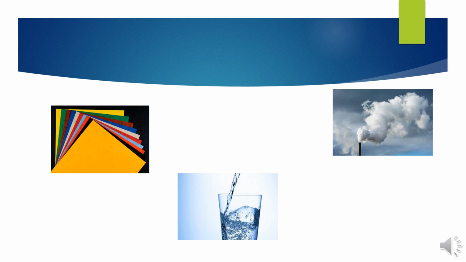Normally, there are three states of matter: solid, liquid, and gas. For example, the paper. The paper is a solid state of matter that has mass and takes up space. So, that is matter. Next is water. Water has mass and takes up space. So, that is also matter. Gas can also take up space and has mass, so that is also matter.